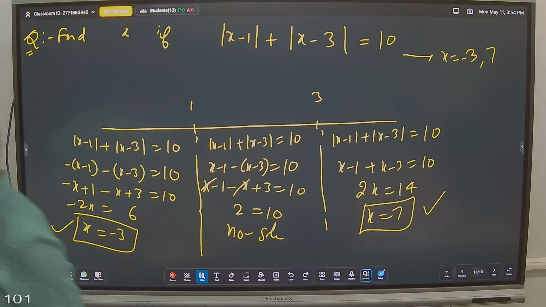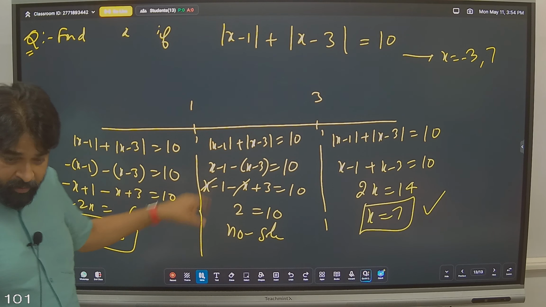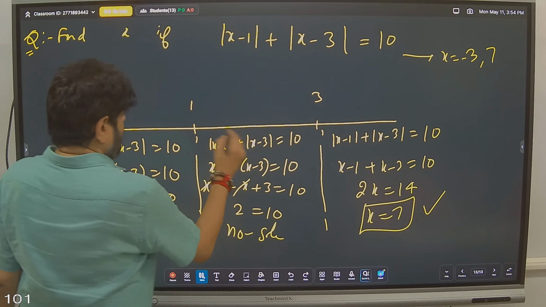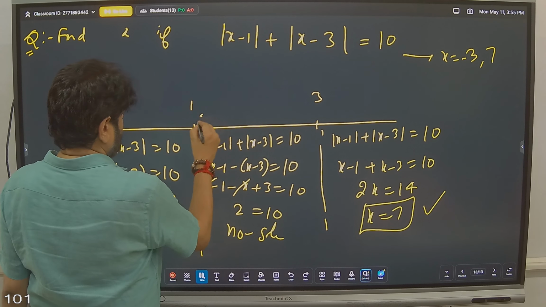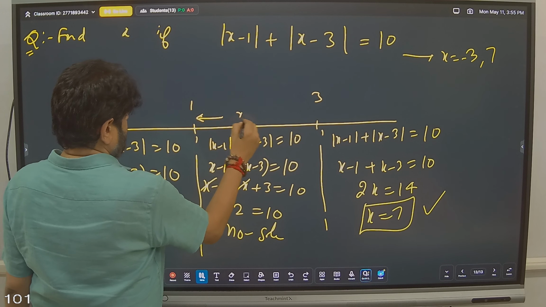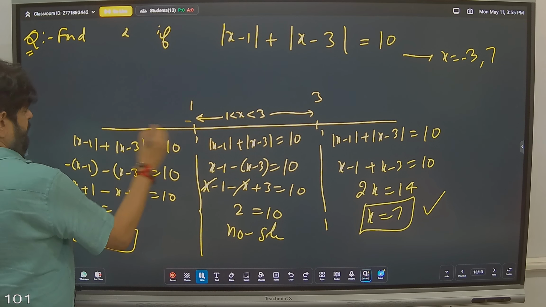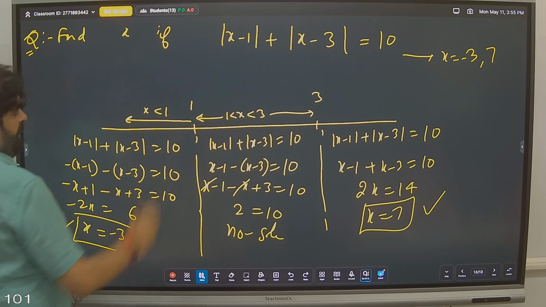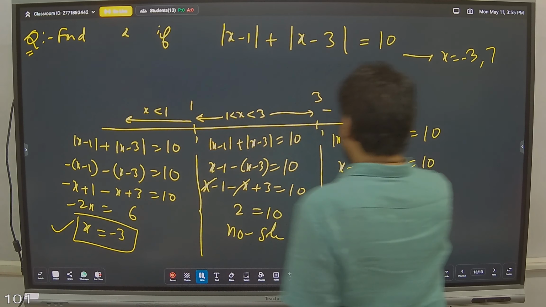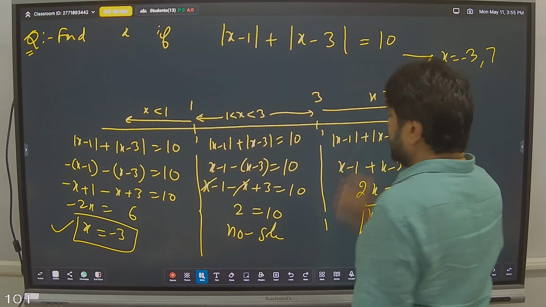Yes, if you have a doubt, ask me. Where? This, sir. What does this area mean? x is greater than 1 but less than 3. What does this area mean? x is less than 1. What does this area mean? x is greater than 3.